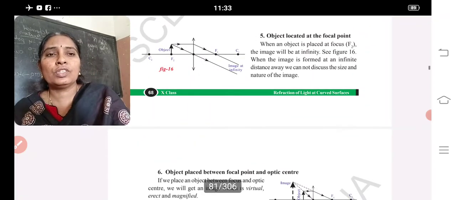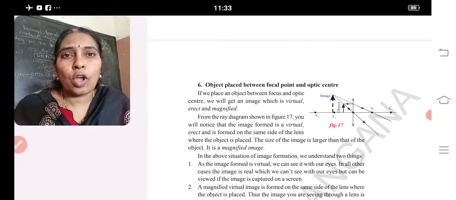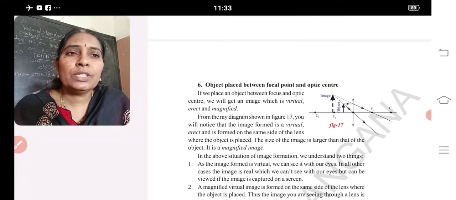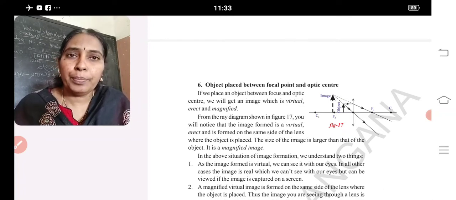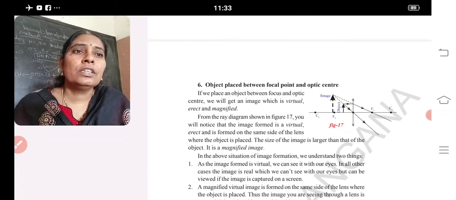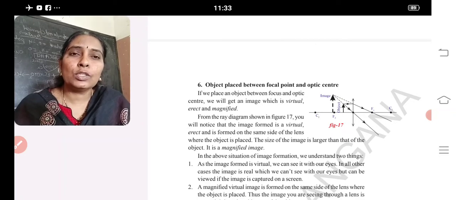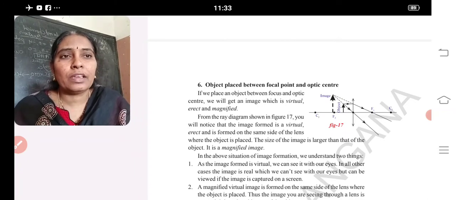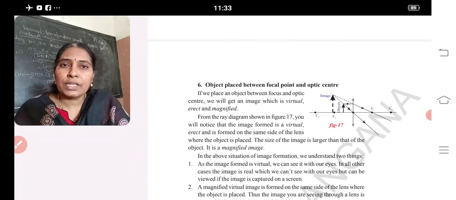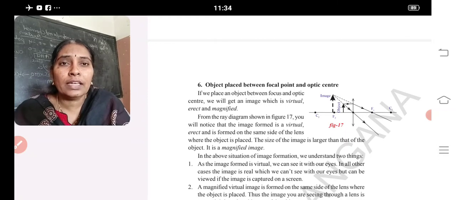So all these situations, 5 situations and one more, are important for your ray diagrams and long answers also. Object placed between focal point and optic center. Where is the object? You see, in between F and P. Where will you get the image? On the same side you will get the image, and it is an enlarged image. As it cannot be caught on a screen and can be seen directly in the mirror, it is said to be a virtual image. So these 6 situations help us to get the different types of images, nature of image, and position of the object also. Okay, clear children?